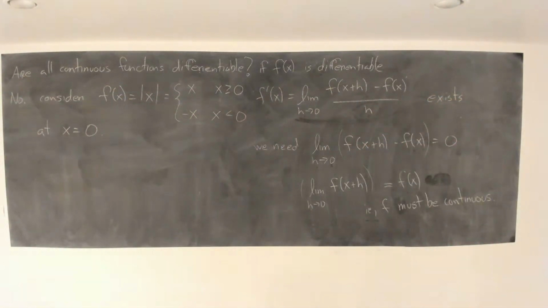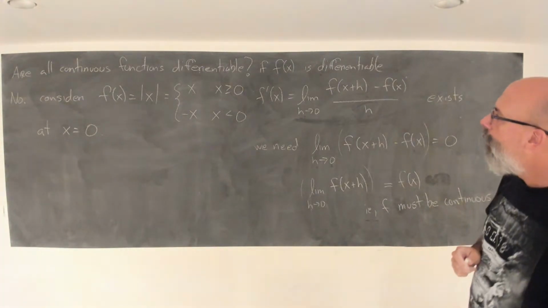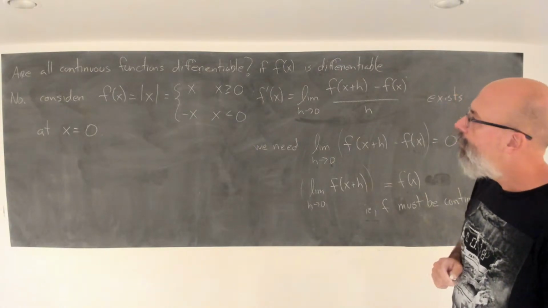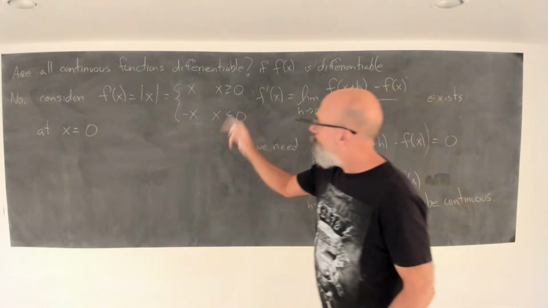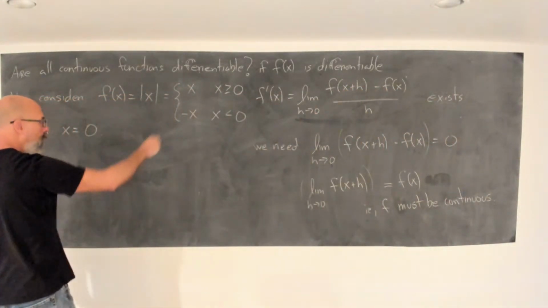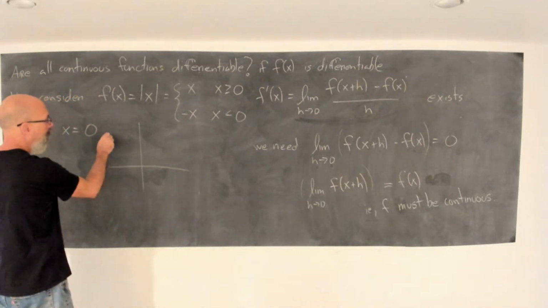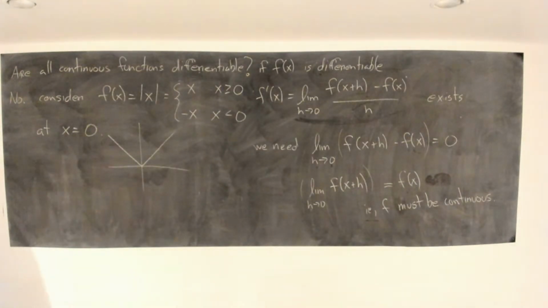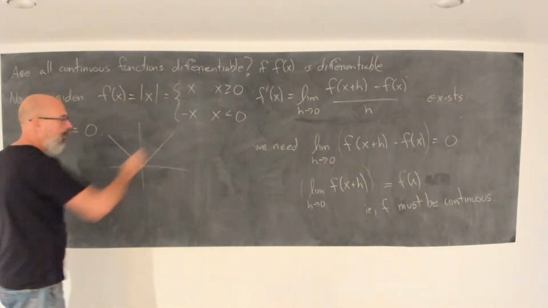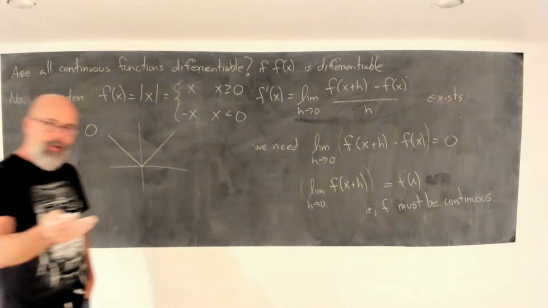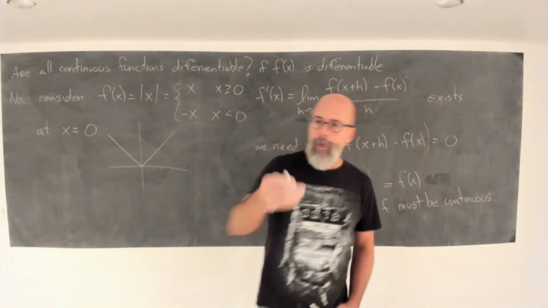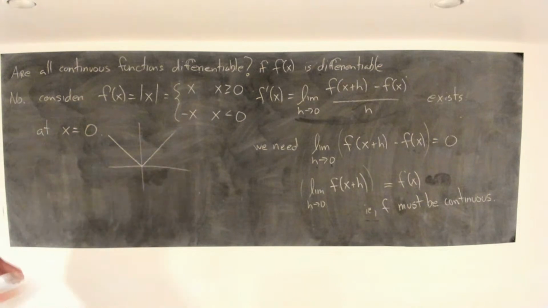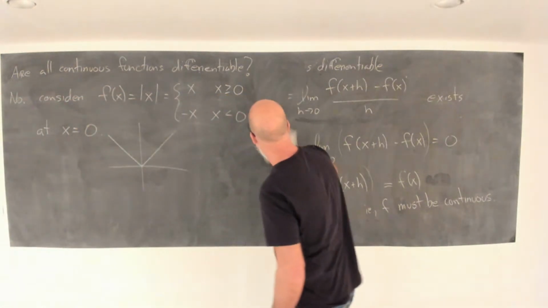Where Michael is suggesting that the derivative at 0 will not exist. We'll see exactly that. So consider this function at x equal to 0. First of all, you know the graph of this function, right? This is the function, and I can draw it without lifting the pencil from the paper. So this function is continuous everywhere. Michael is suggesting that the derivative does not exist at 0. And let's show that.